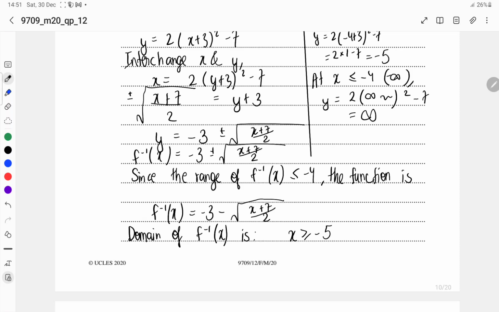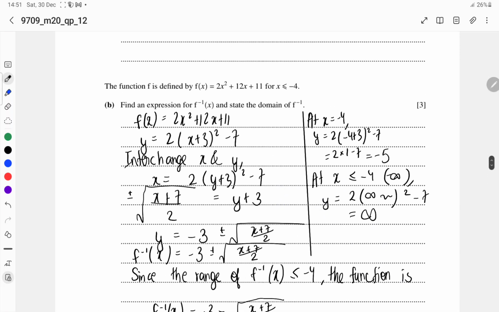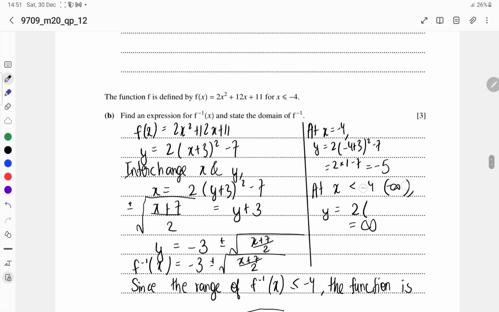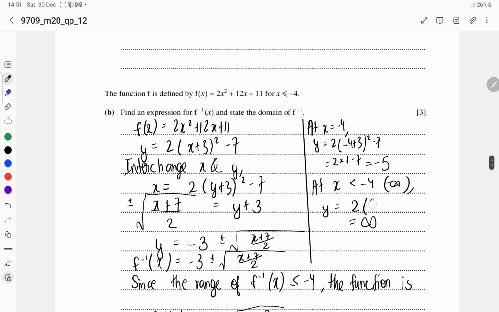I hope you understand what I have done. So let me explain again. At x equals minus 4, we are getting minus 5. So when we take some quantity when x is less than minus 4, let's take simply negative infinity to see what happens at the very extreme point. Let me write it properly for you to clearly understand. So 2 times, what was the function, (3 plus 3 minus infinity), it's going to be 3 minus infinity, and then whole squared minus 7.